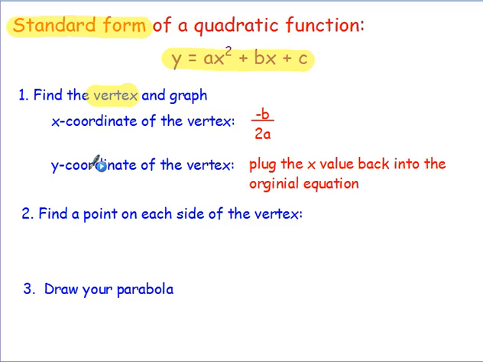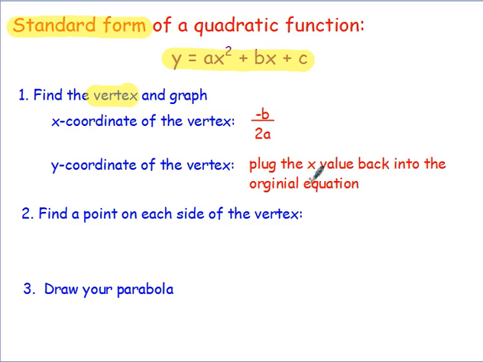And this is a very simple task to do as well. You are going to take and plug the x value that you just got back into this original equation and solve for the y value. Then, these two numbers, the one that you find here and the one that you find down here, are paired together to make your vertex.